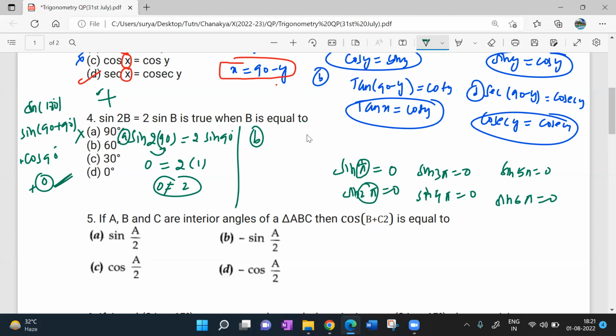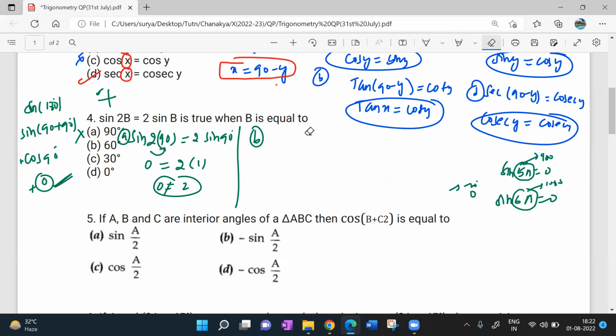2 pi is 360, beta. 3 pi is what, beta? 3 into 180, 540. 4 pi is 720, 5 pi is 900, 6 pi is 1080. Sin 180 is 0, sin 360 is 0, sin 540 is 0, sin 720 is 0, sin 900 is 0, sin 1080 is 0. If I ask Ritvik, what is sin 1080? 0, sir. Sin 6 pi is 0. Sin 7 pi, 8 pi, 9 pi, everyone's pi is going to be 0. So sin 180 is 0 here. 2 into 90 is 180, so it becomes 0.